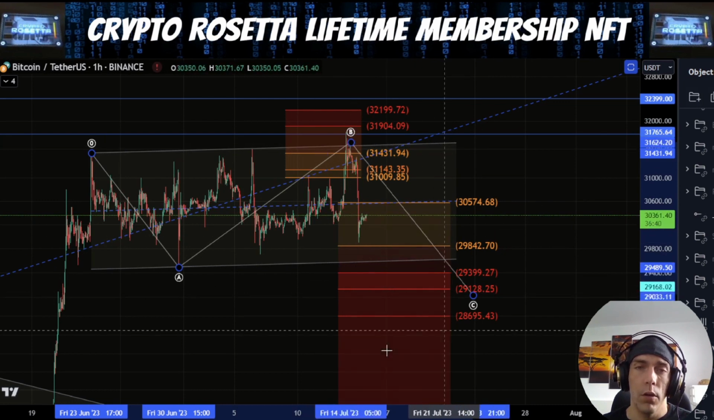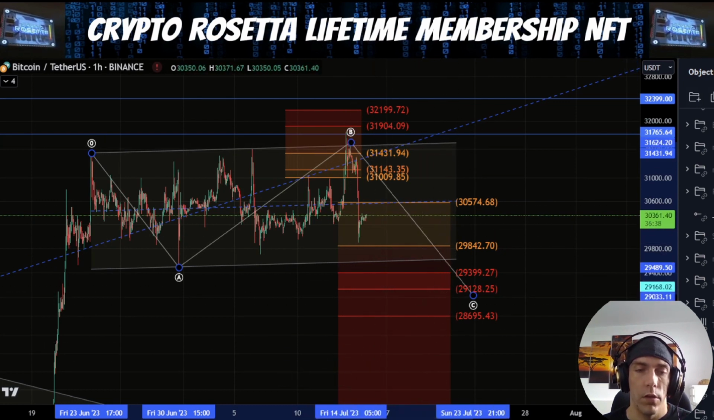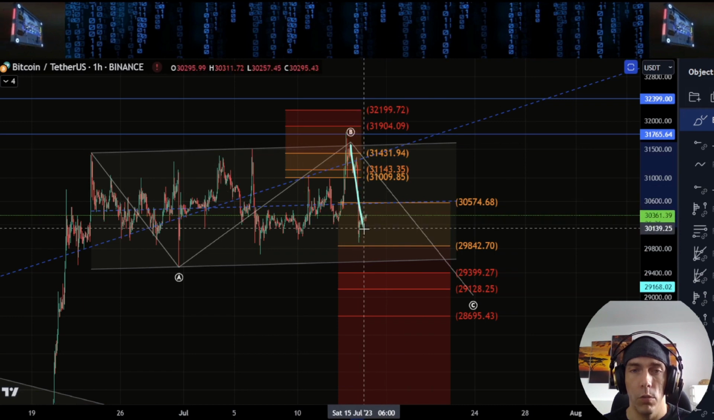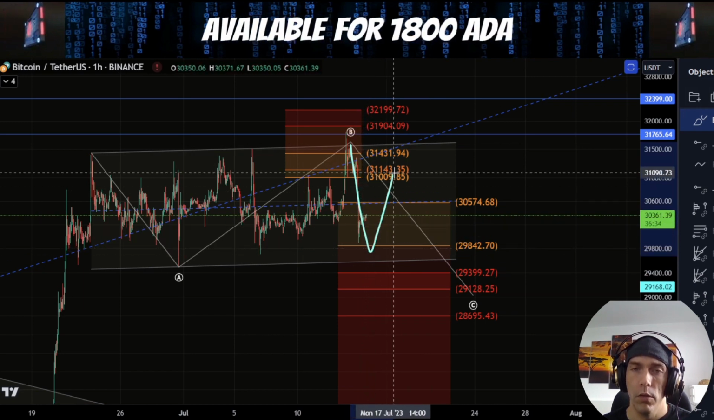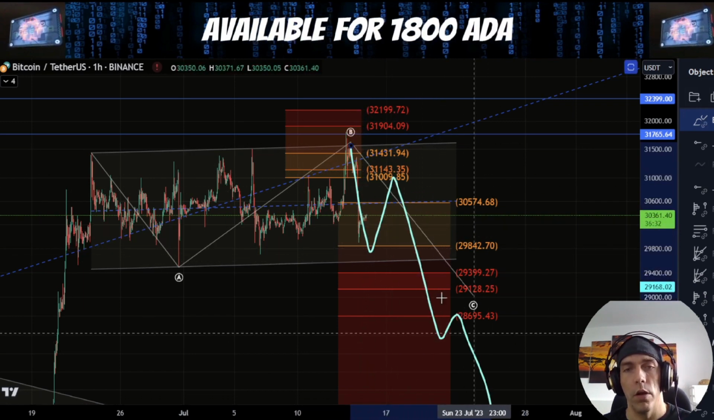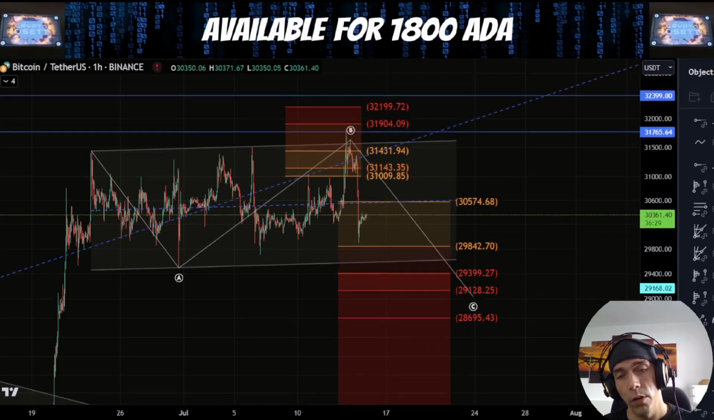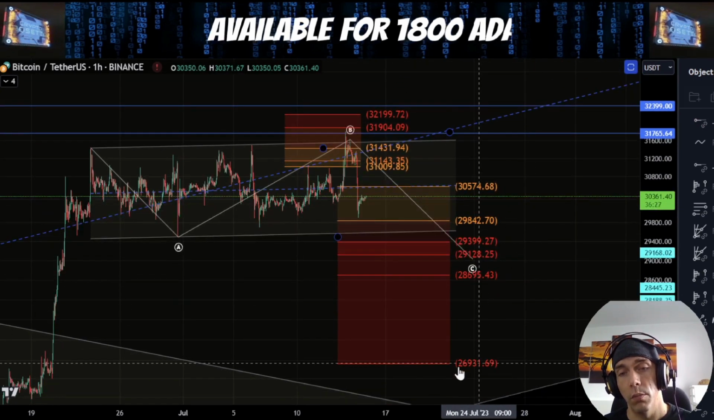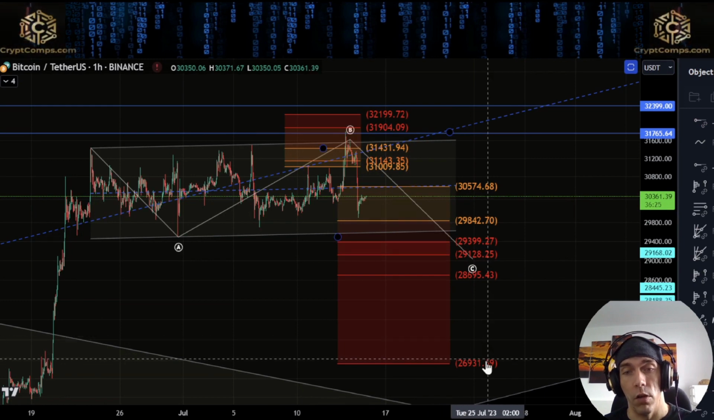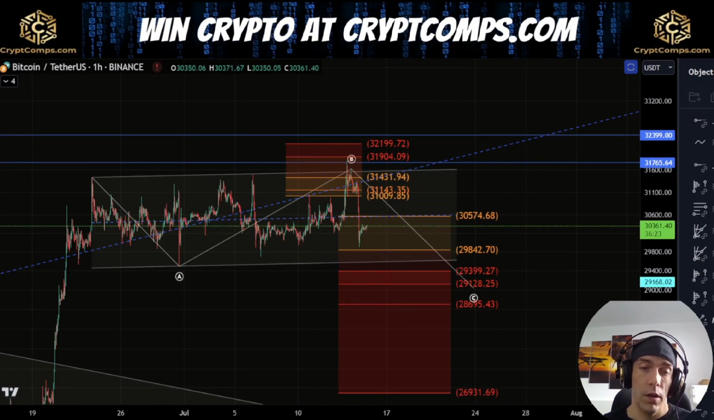Now, if we are looking for this as a C wave to the downside, what we could then see is that this could all become a wave 1, 2, 3, 4, and 5. Now, within this, if we're looking for that extension, we were talking about that possibility of that 2.618 over here. Now, this is technically still possible.